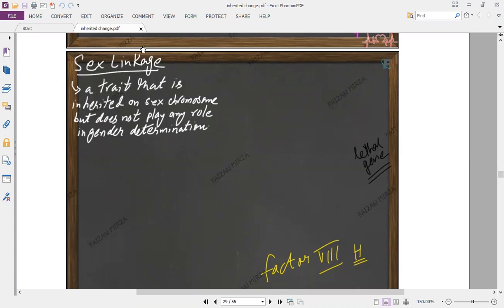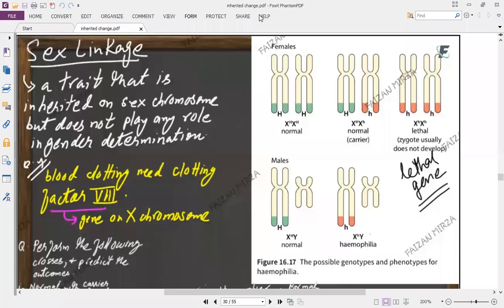Factor VIII is a protein or factor which is required for normal blood clotting in individuals. In the absence of factor VIII or abnormal factor VIII, the person will have hemophilia, in which the blood does not clot. When we're discussing males, since they have one X chromosome and one Y chromosome, they could be X capital H and Y, a normal male, and X small h and Y, a hemophilic male.